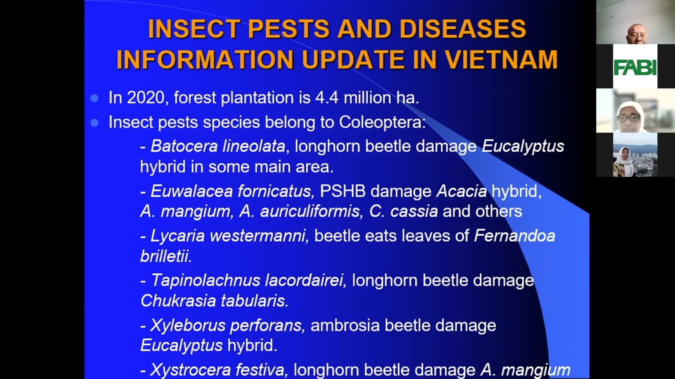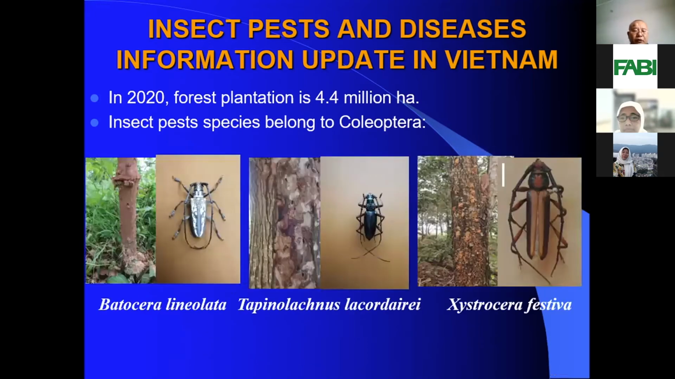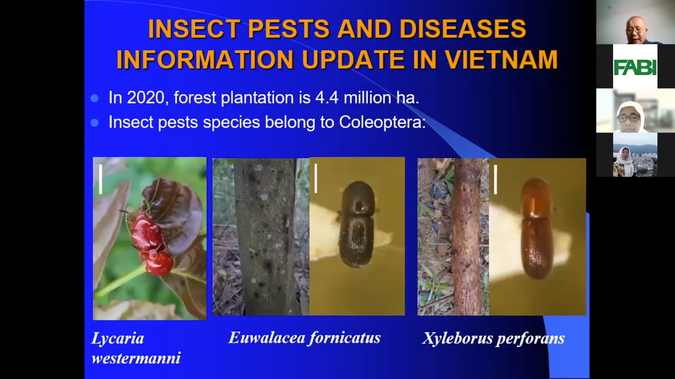Another beetle is Xyleborus perforans, an ambrosia beetle, damaging eucalyptus hybrid. And the longhorn beetle is Celosterna festiva, damaging Acacia mangium. Here's a picture of some longhorn beetles. Batocera lineolata damages eucalyptus, Tabino Chnut Laco Darai damages Chukrasia tabularis, and Celosterna festiva damages Acacia mangium.